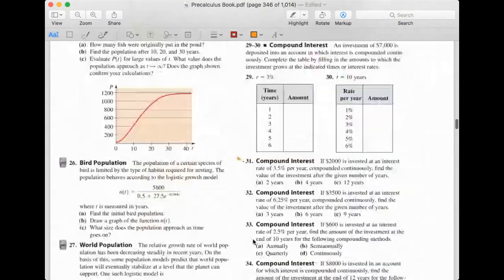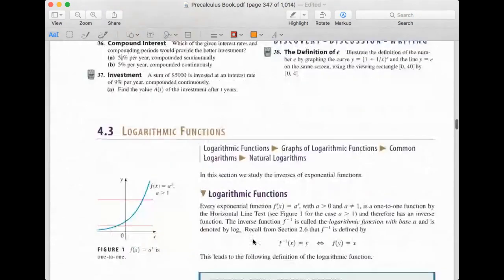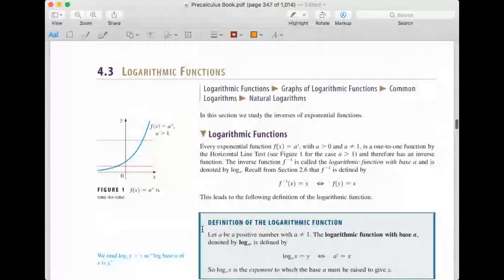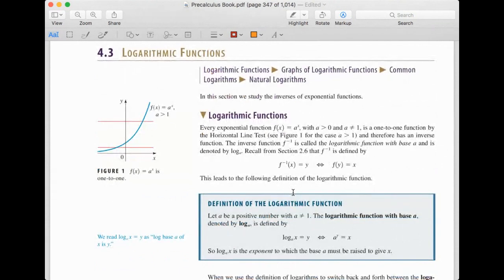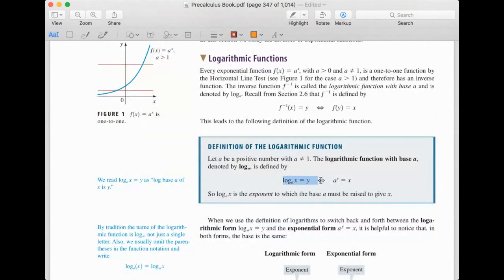So we're going to talk about the logarithmic functions. I said exponential functions and logarithmic functions are very closely related. So here, let's look at this. This is important to remember. We can write a to the y equals x, or it's the same to say log base a of x equals y.